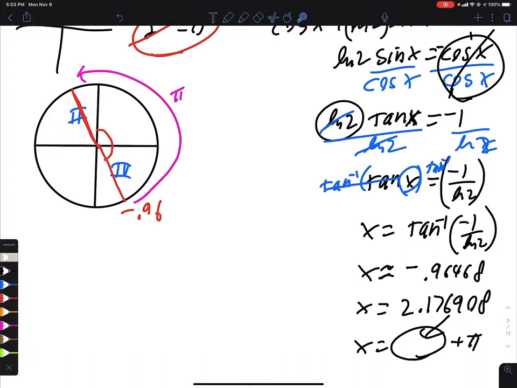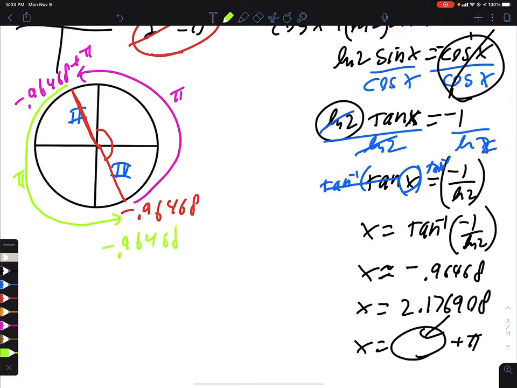So there's a second solution here, and it's going to be, let me go a couple more decimal points here, -0.96468 plus pi. Now, if I go again a half circle, or add pi, I'm going to be at -0.96468 plus 2 pi. So I have multiple angles. I can keep going and going. There's an infinite number of angles, but here's what we look at.